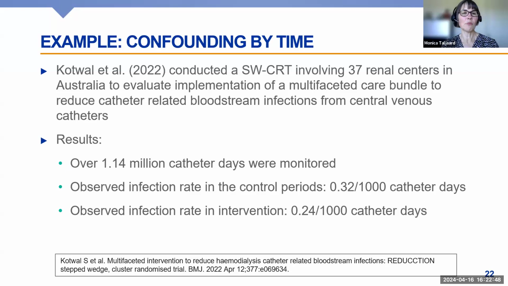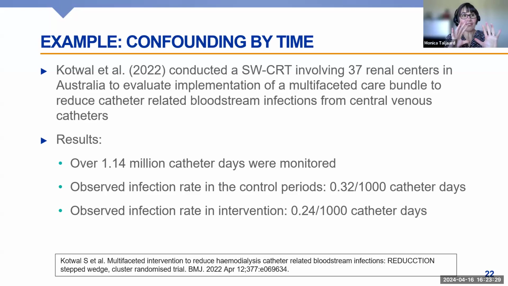All right, so here's an example of these investigators conducted a stepped wedge. They randomized 37 renal centers in Australia to evaluate implementation of a multifaceted care bundle to reduce catheter-related bloodstream infections. So in their results, they monitored over 1 million catheter days. They observed an infection rate in the control periods of 0.32 per 1,000 catheter days. In the intervention periods, they observed 0.24 per 1,000 catheter days. So yeah, that seems really great. It looks as if the intervention worked to reduce the infection rate.